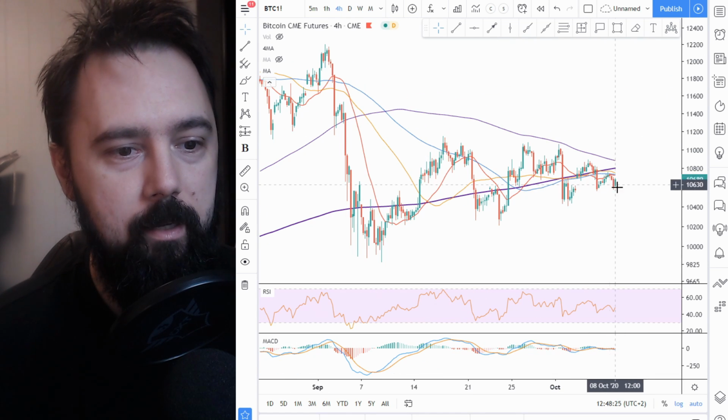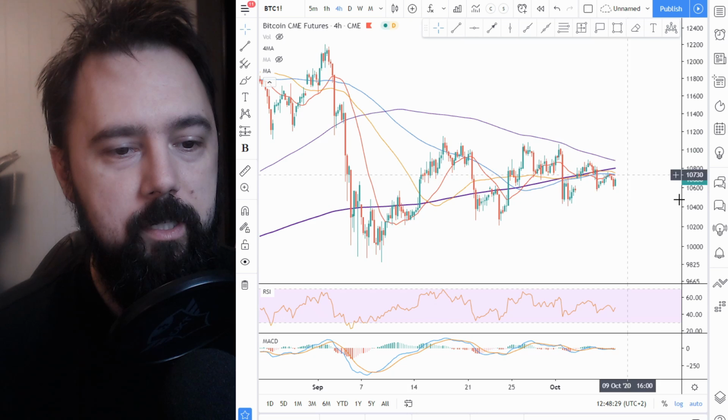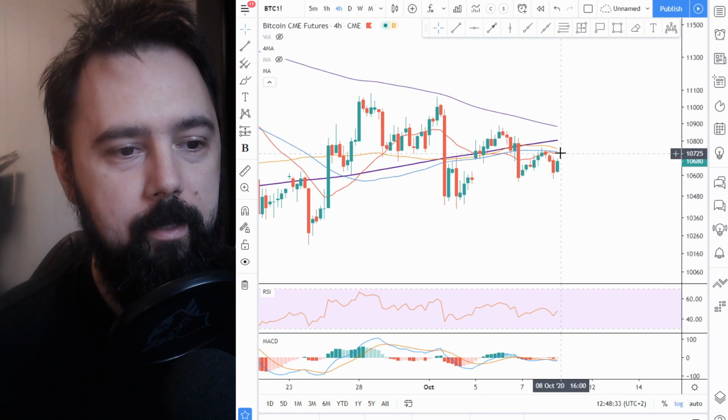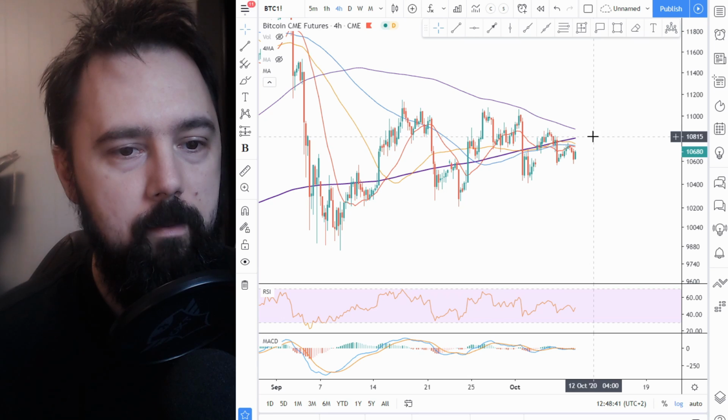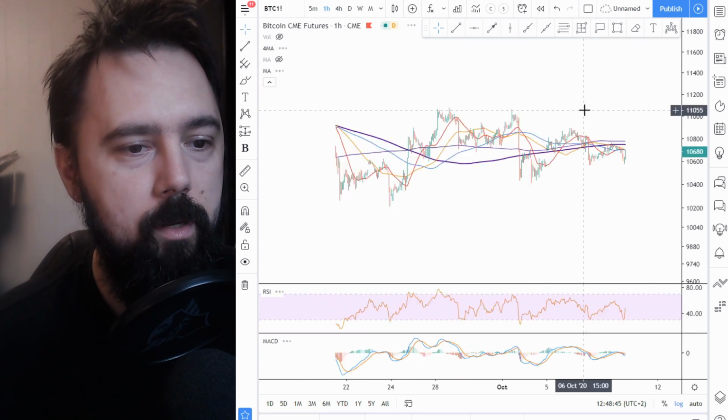So let's look at the 4 hourly. You see on the 4 hourly, we are below all the moving averages. All the moving averages are above the line, and I think we're just gonna start dropping right here. I don't think it's gonna go any more above this. What's this? 10.8. So real soon, and the 1 hour is also below everything.